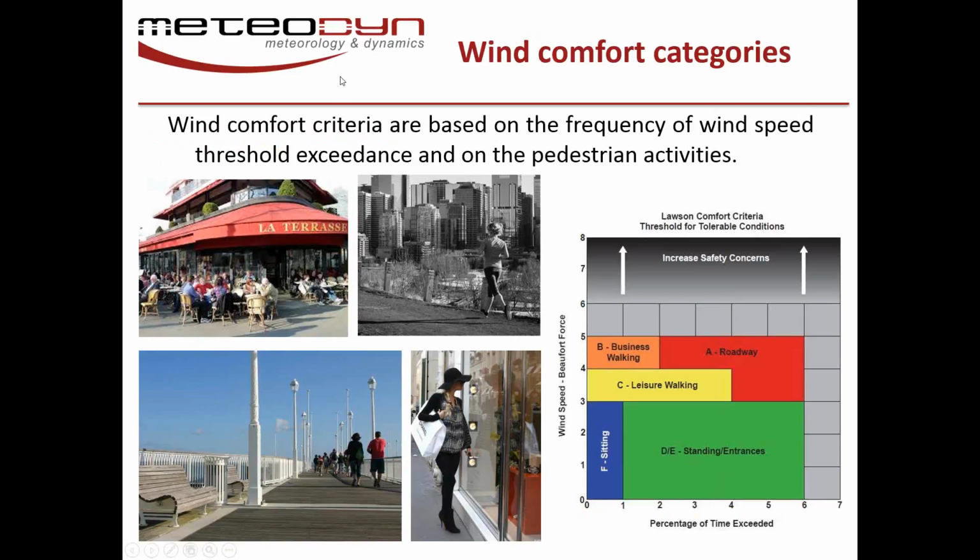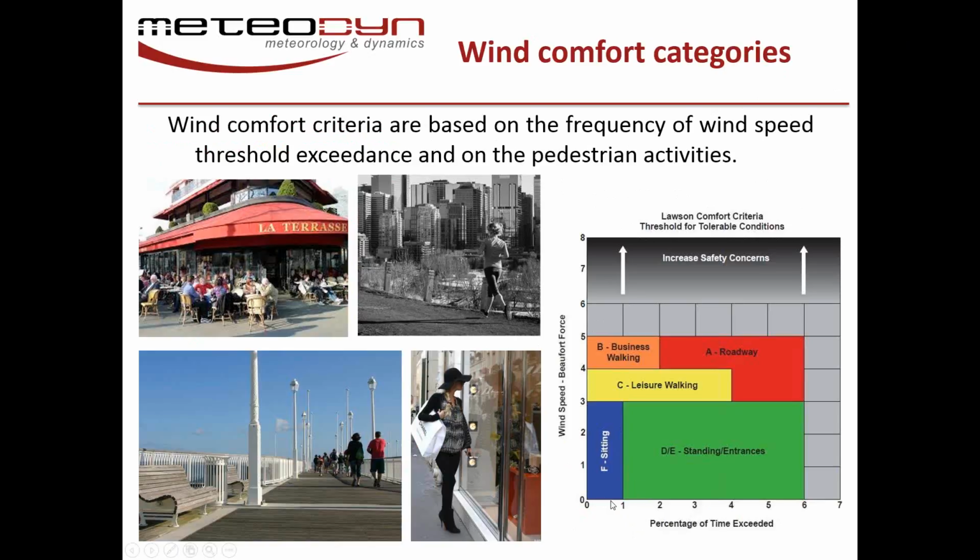Here this is the wind comfort categories. Wind comfort criteria are based on the frequency of wind speed threshold exceedance and on the pedestrian activities. On the right side of the slide, you can see the Lawson comfort criteria. This comfort is very useful because we can understand what happens for comfort. The comfort depends on the wind speed. Here, this scale is the Beaufort force, and here this is the percentage of time exceeded.